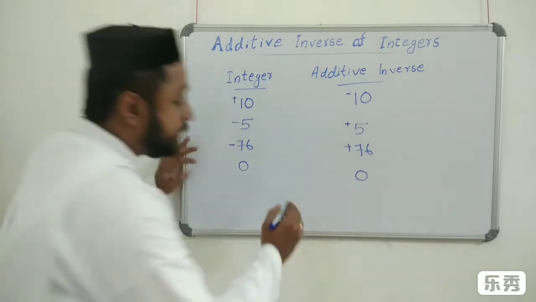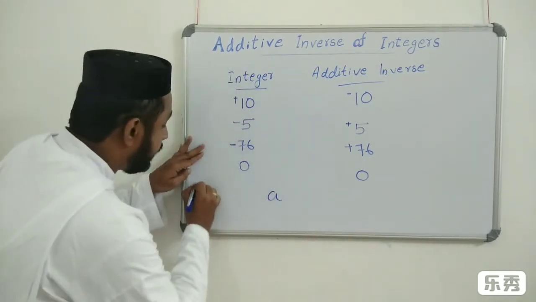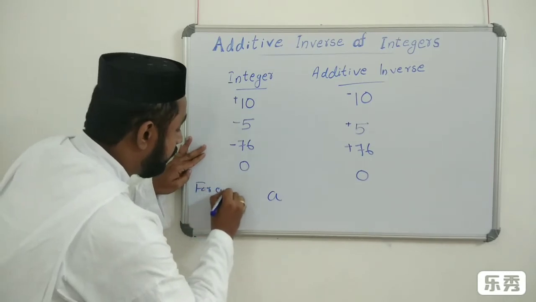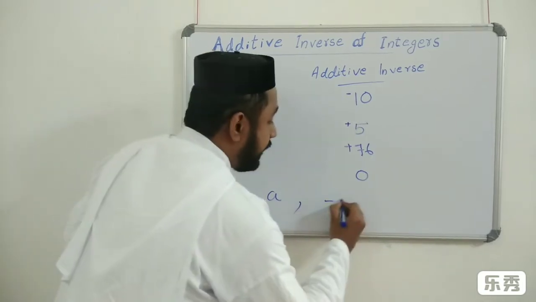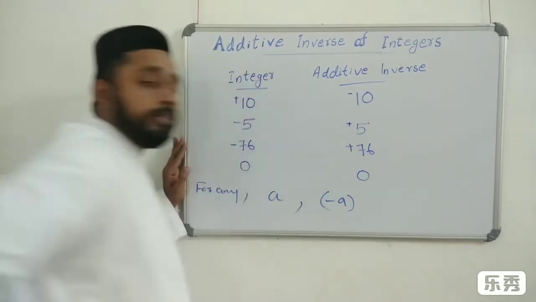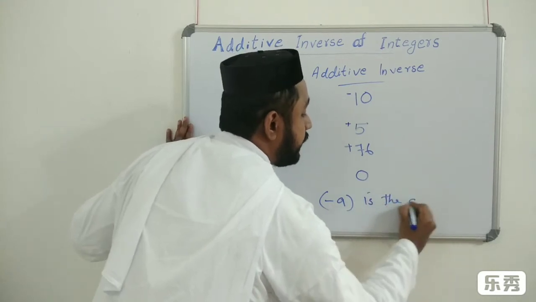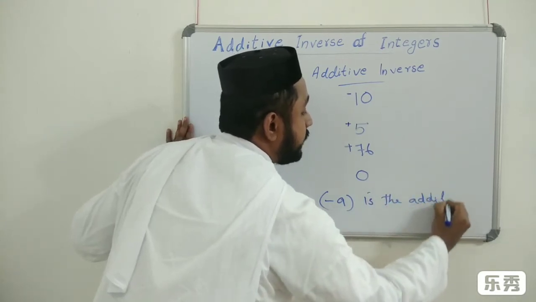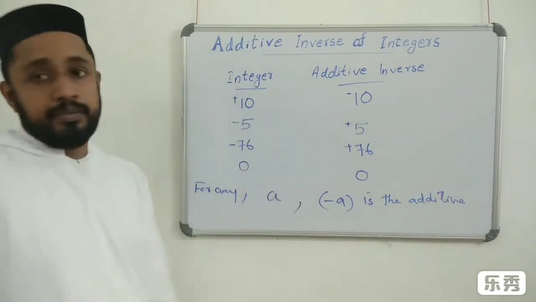In general, we can say that for any integer a, minus a is the additive inverse. So, we get the additive inverse just by changing the sign.